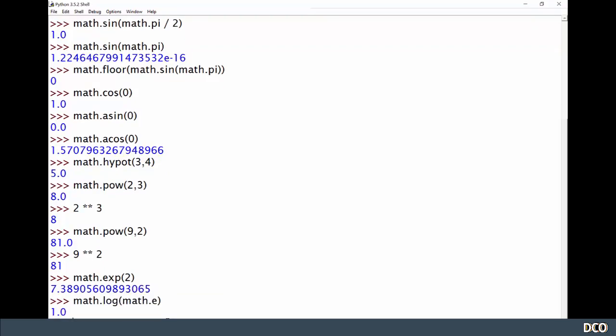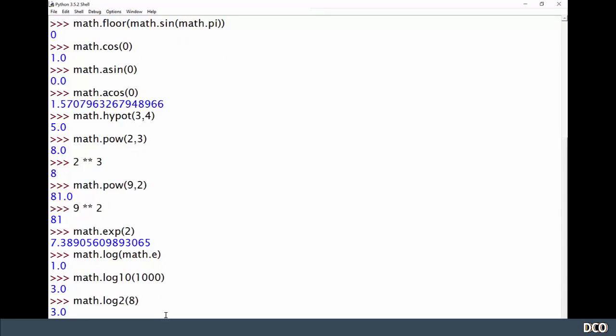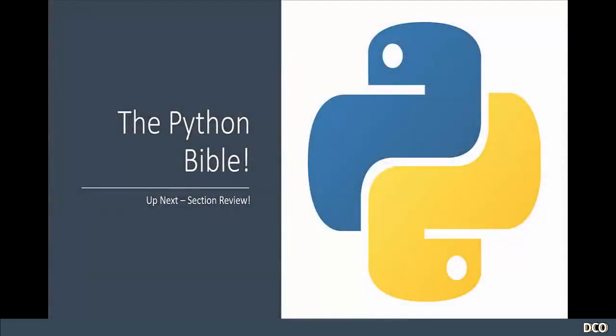So that works fine. But if you want the base 10 log or base 2 versions of log, you can use the math.log10 function or the math.log2 function, respectively. For example, if we do math.log10 of 1,000, what we're going to see is 3, because 10 to the power of 3 is 1,000. Likewise, if we do math.log2 of 8, we're going to get 3, because 2 to the power of 3 is 8. So there we have it.